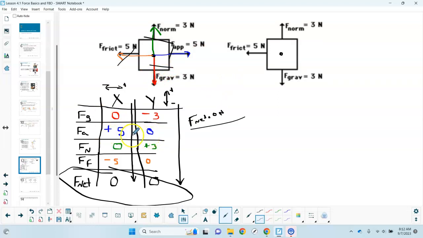So that is the way that I would suggest working through these with a chart. And I'm going to come back to this. When forces get a little more complicated, when things start going at angles, it's useful to be able to do that kind of work. All right.